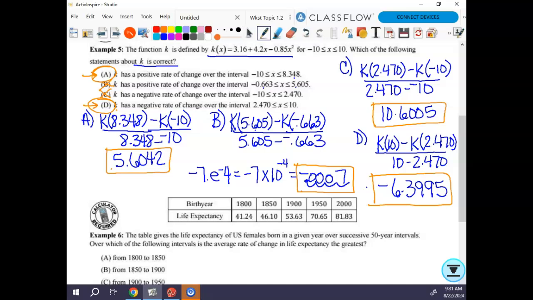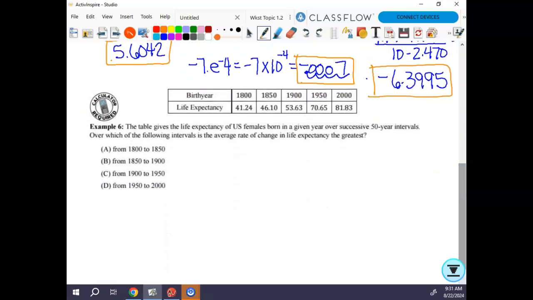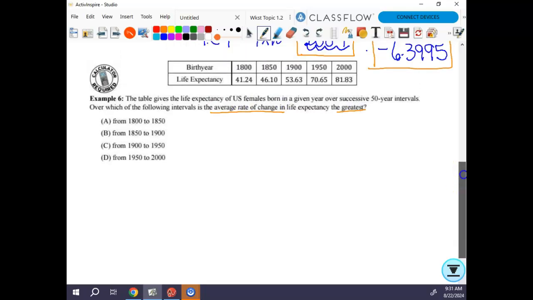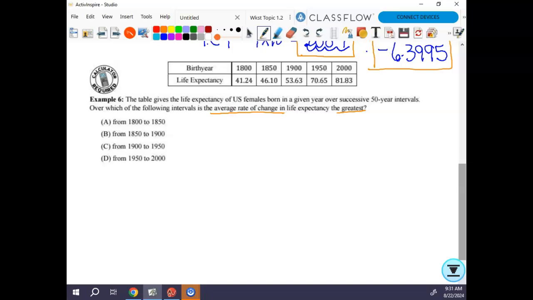Alrighty. So now let's look at example 6. The table gives the life expectancy of U.S. females born in any given year over successive 50-year intervals. Over which of the following intervals is the average rate of change the greatest? Okay, anytime you see average rate of change, that means most likely you are going to calculate slope, old school slope way, right? Notation is still important. We're not going to have the K of type of stuff here because that's not how this is set up. We actually have the numbers and it's not written as a function for us, like as an equation. But we do know we have to do change in Y over the change in X.